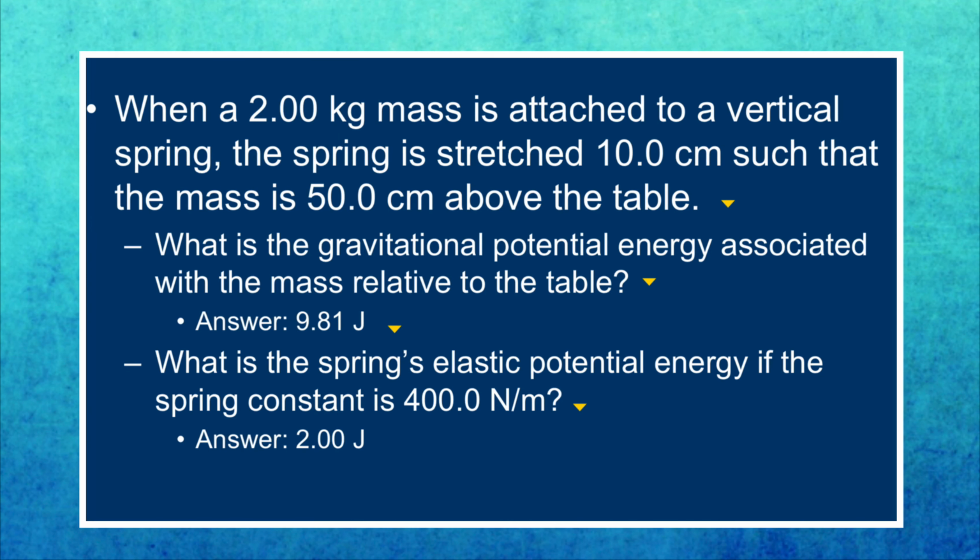When a 2 kg mass is attached to a vertical spring, the spring is stretched 10 cm, such that the mass is 50 cm above the table. What is the gravitational potential energy associated with the mass relative to the table? What is the spring elastic potential energy if the spring constant is 400 Newtons per meter?